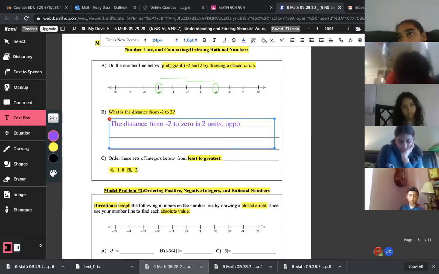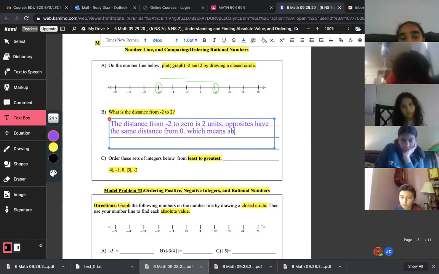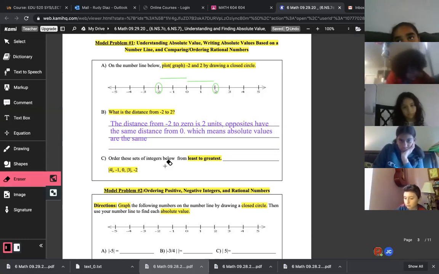opposites, right? The opposite of a positive is a negative, and the opposite of a negative is a positive. Opposites have the same distance from 0, which means their absolute values are the same. So when opposites have the same distance from 0, their absolute values are the same. The opposite of 3 is -3 because 3 and -3 are both 3 units from 0.